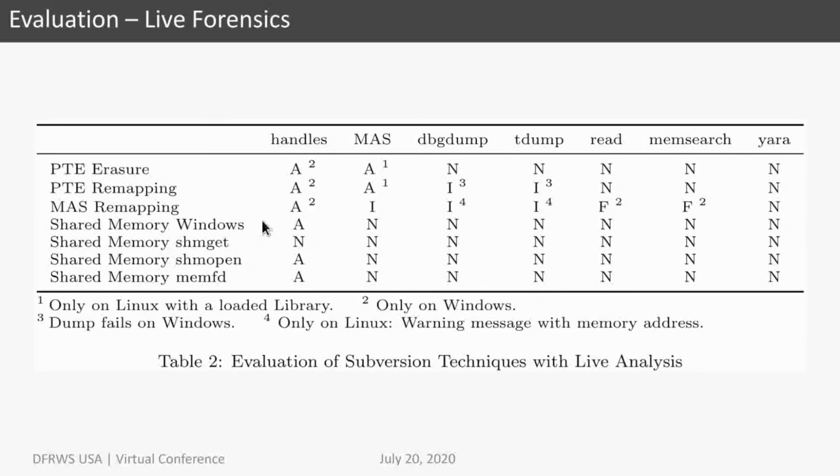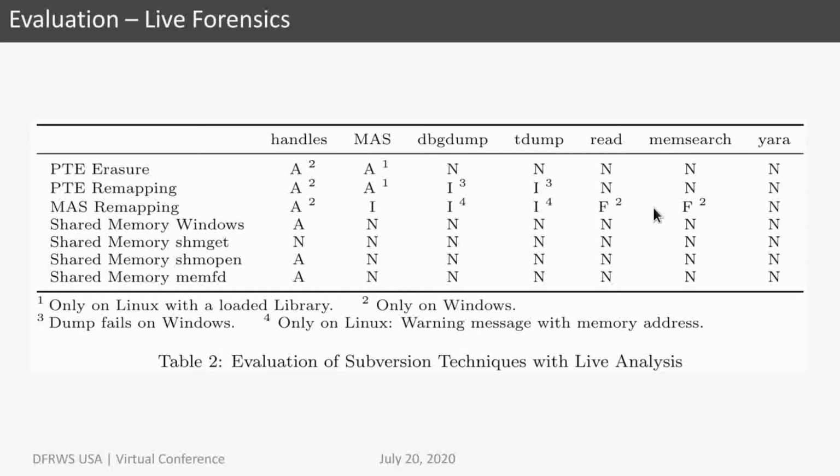From a live forensics point of view, it gets a little bit worse. On the one hand, we also used the tool Yara and scanned all the processes. None of our hidden memory was detected by Yara. We were able to detect our malicious content in the case of MAS remapping again with the debugger, but only on Windows. With the WinDbg tool, we were able to find our malicious content by searching and also by directly accessing the virtual addresses.